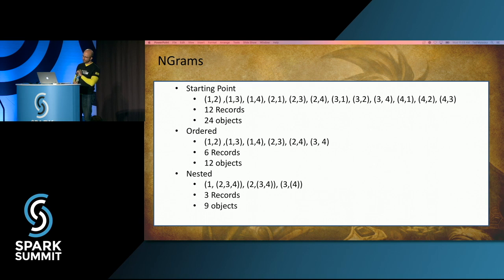Then I realized I don't care if it's 1, 2, or 2, 1, and I can do ordering. So already there, I can decrease my data footprint pretty dramatically. But then if I apply nesting on top of that, my Cartesian join is now much more bearable, right? It's still bigger than linear, but it's not going to be that painful at all. And this can be repeated for 3 n-grams or 4 n-grams and stuff like that.